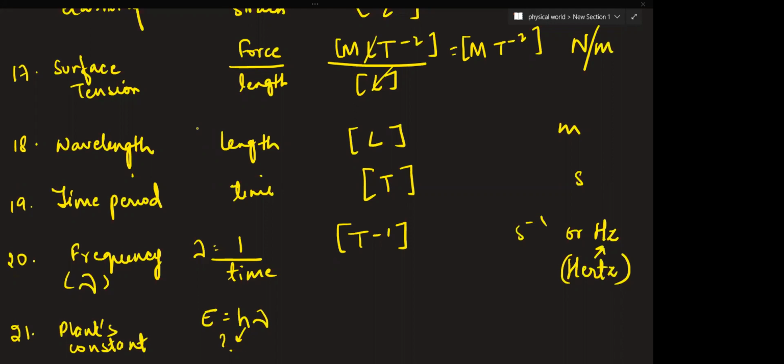Ma'am, it's m to the power 1, L to the power 2, and t to the power minus 1. Yes, correct. It is m to the power 1, L to the power 2, t to the power minus 1. Both of you are correct.